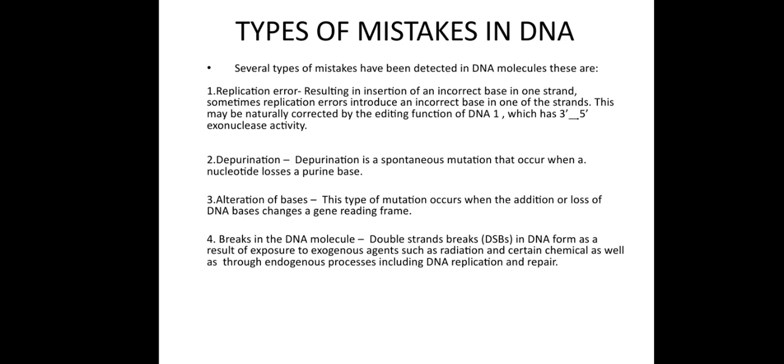Now, what is depurination? Depurination is a chemical reaction of purine deoxyribonucleosides, deoxyadenosine and deoxyguanosine, and ribonucleosides adenosine and guanosine, in which the beta-N-glycosidic bond is hydrolytically cleaved, releasing the nucleic bases adenine and guanine respectively. Now, what is alteration of bases? This type of mutation occurs when the addition or loss of DNA bases changes a gene reading frame.